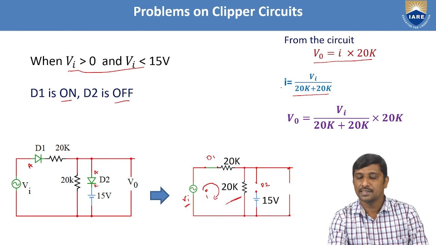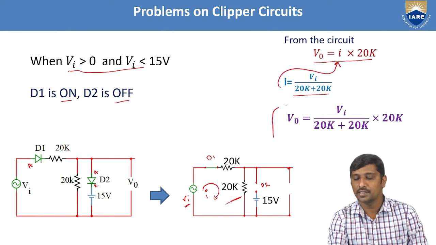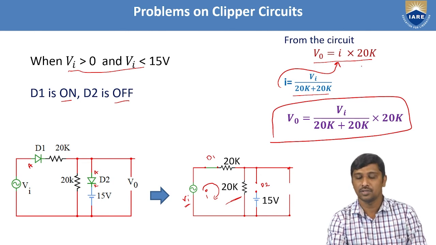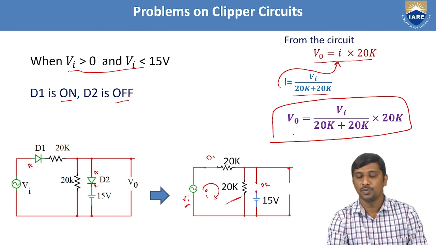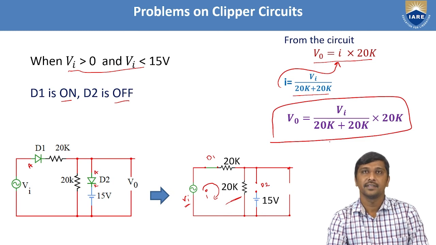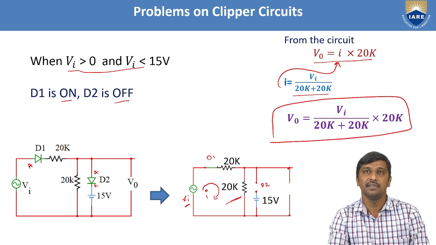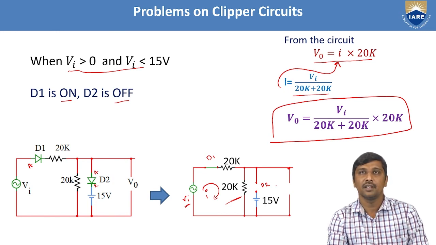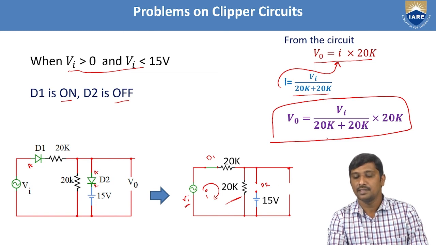Now we need to replace this I value here. What is the V naught here? V naught is I into 20k. So here I represented the output voltage V naught as Vi by 20k plus 20k, into 20k. This is the output voltage when the input lies between 0 and 15 volts. If it is less than 0, the output voltage is 0. If the input voltage lies between 0 and 15, the output is represented as this one.